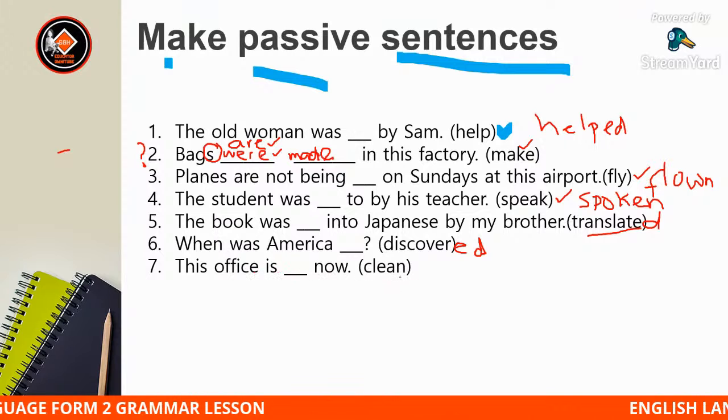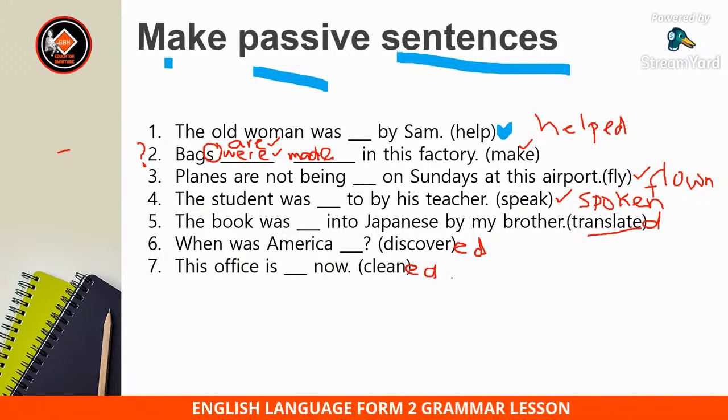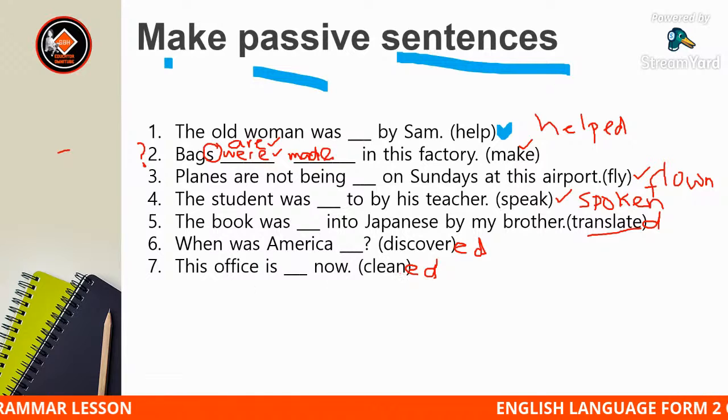When was America discovered? Okay, this office is now. Now sedang berlaku. Okay, is. So answer will be, some of you said clean. Good. Okay, this office is clean now. So sedang dicuci. Okay, is cleaned. Dicuci. Okay, good.